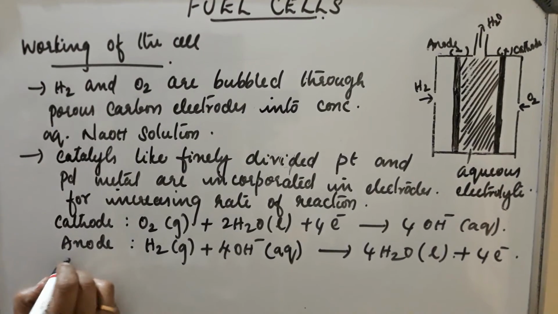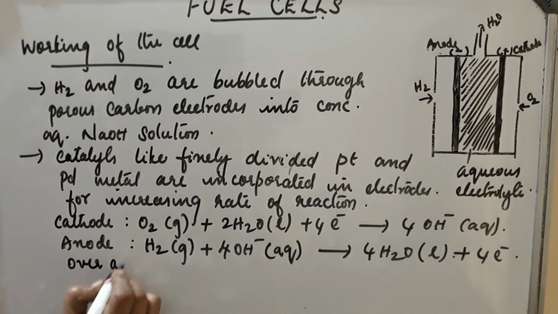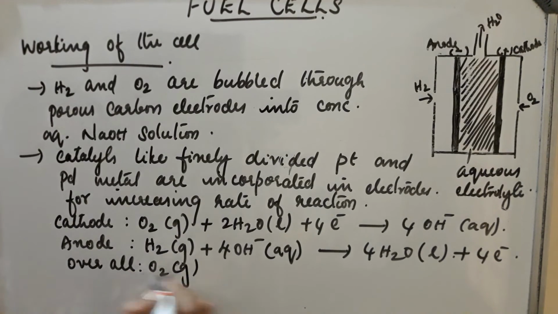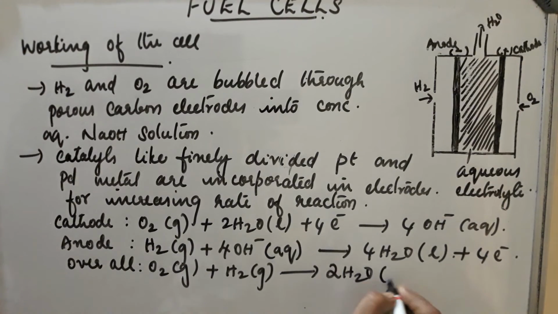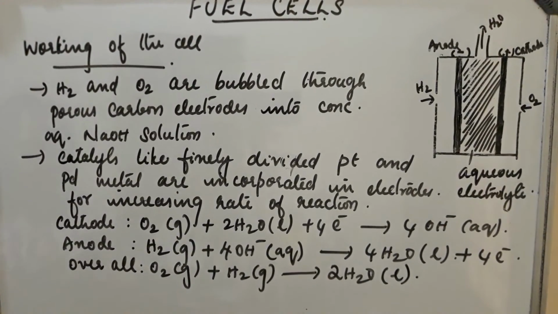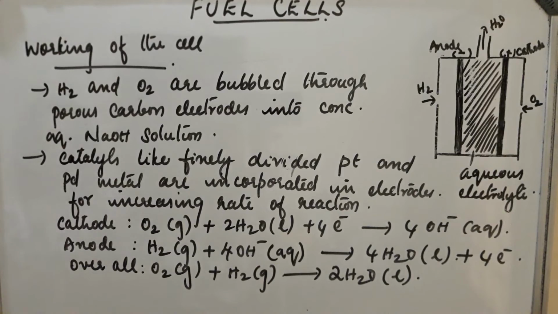So what will be the overall reaction? In the overall reaction, O2 plus 2H2, after cancelling, gives 2H2O. So water is produced during this process along with electrical energy. Electrical energy is produced and 2H2O, water, is also produced.